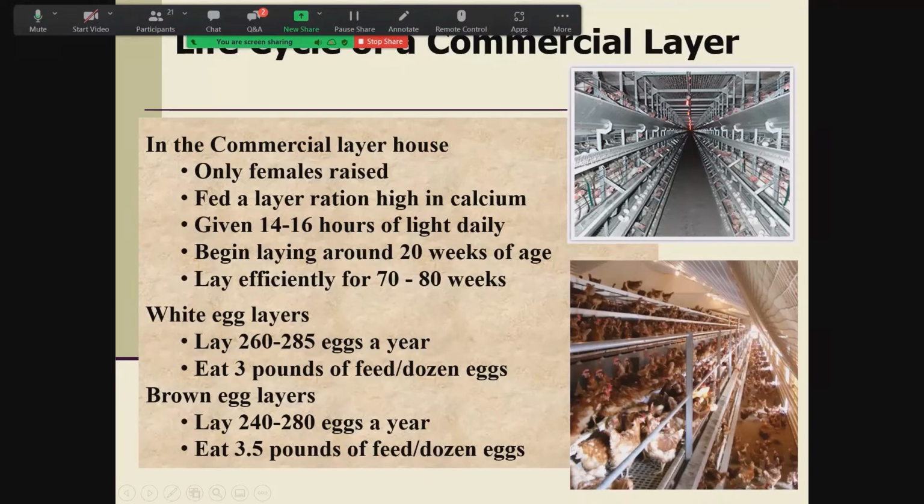White egg layers today, the national average is getting real close to 280 eggs per year per bird. That's sort of a national average range right now for white egg layers. It takes about 3 pounds of feed to produce 1 dozen eggs. And the brown egg layers are a little bit less efficient, but they're getting very close. Their averages now are in the upper 160s, but they have that range right there.